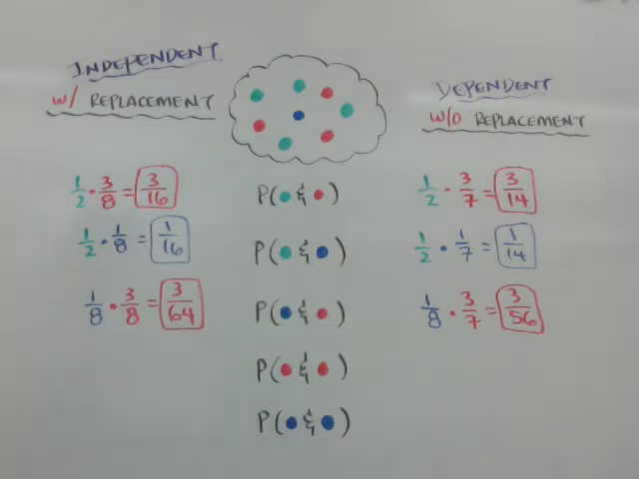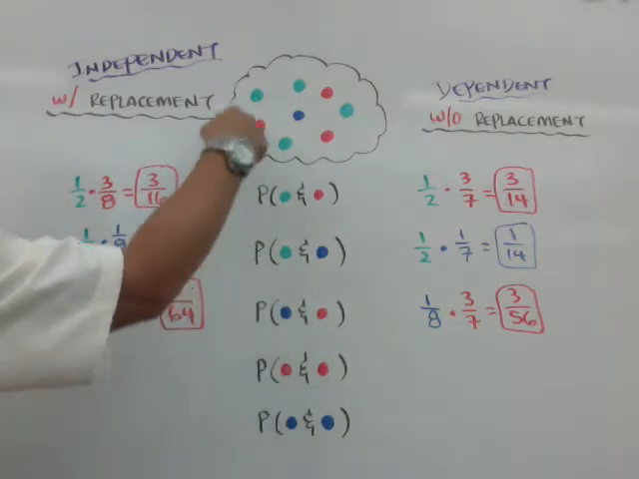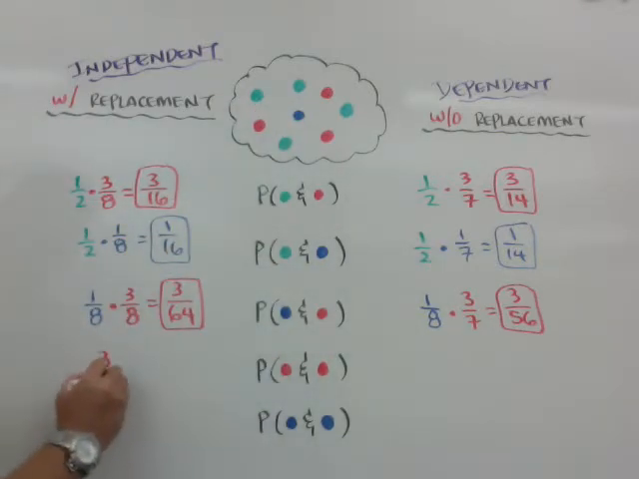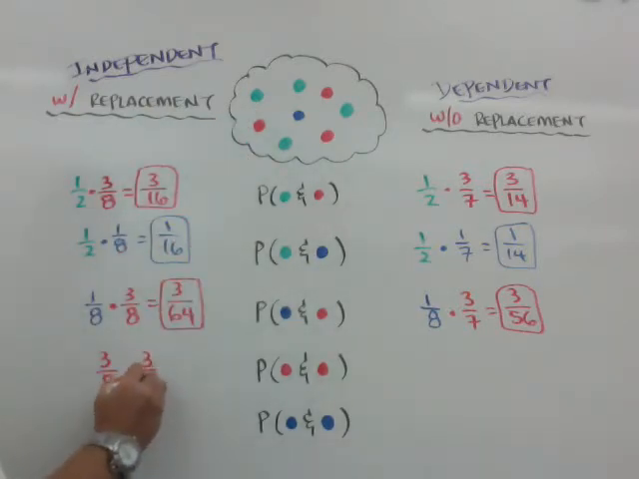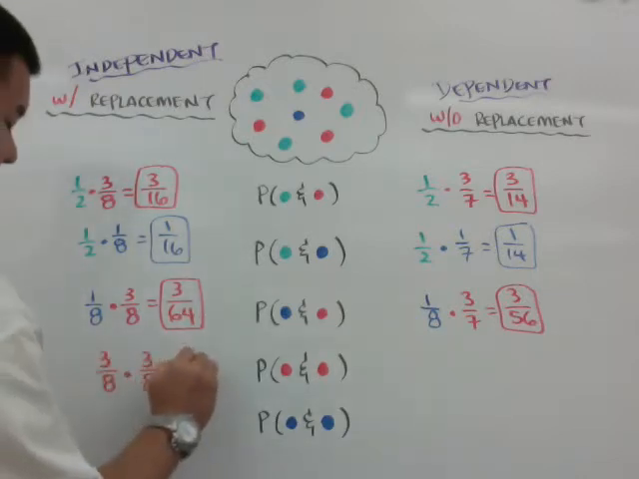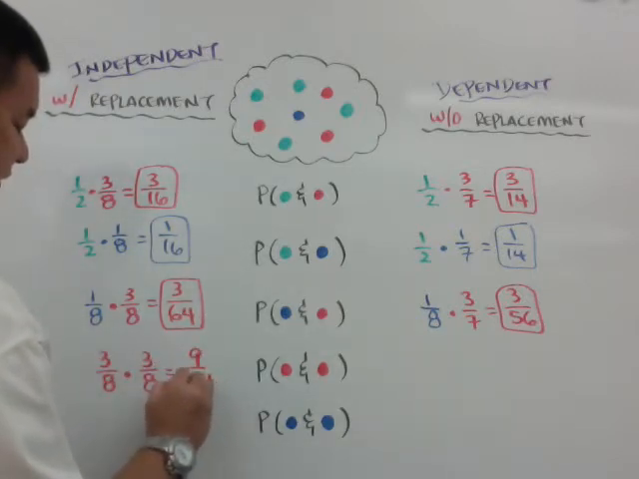A red and then a red. If you replaced the red, the first one would be 3 out of 8. And if you put it back in, it's still 3 out of 8 because you put it back in. So when you multiply that out, you get 9 over 64.